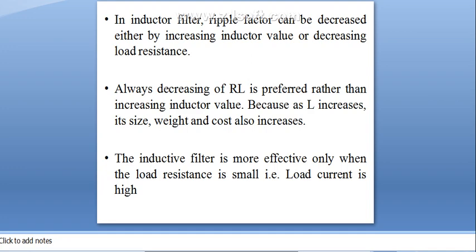So here the inductor filter is more effective only when the load resistance is small. If the load resistance is small, then the load current is high. So this filter is more effective only when the load resistance is small. If you decrease the load resistance, then the ripple factor of the inductor filter can be decreased.